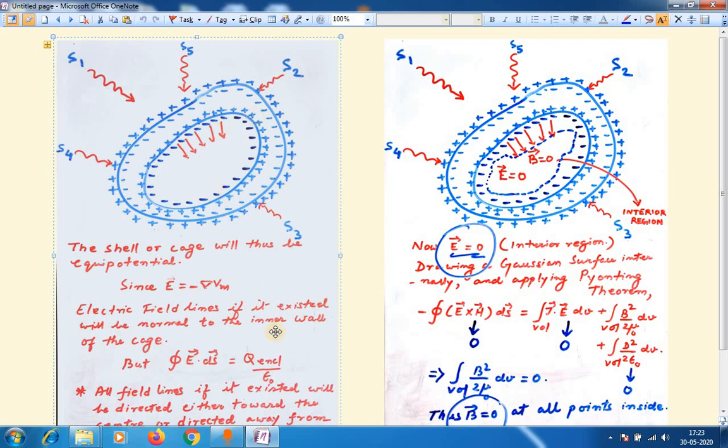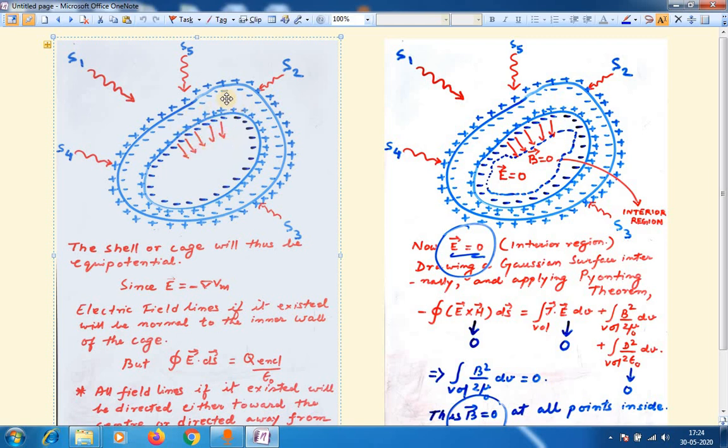So when it is equipotential, the electric field lines will be normal. Say the electric field lines at the conductor-air boundary, outside, will be normal, and the electric field lines in the inner region will also be normal if they existed. See, we'll prove that these fields, these field lines, do not exist.